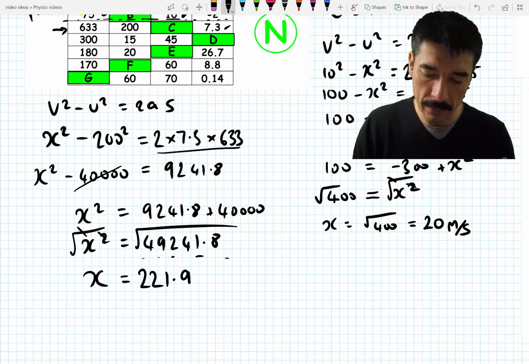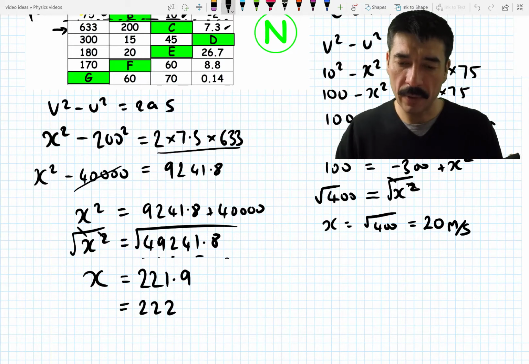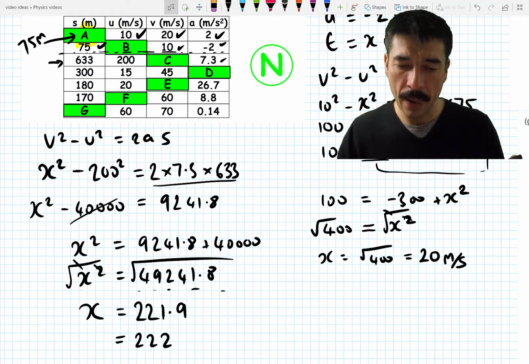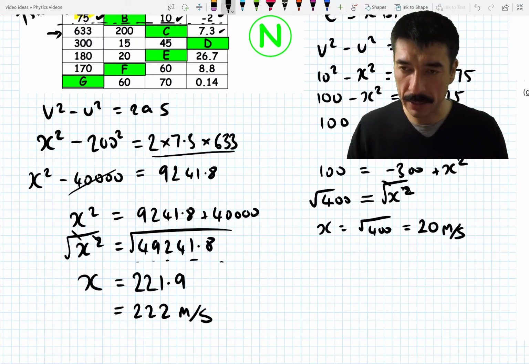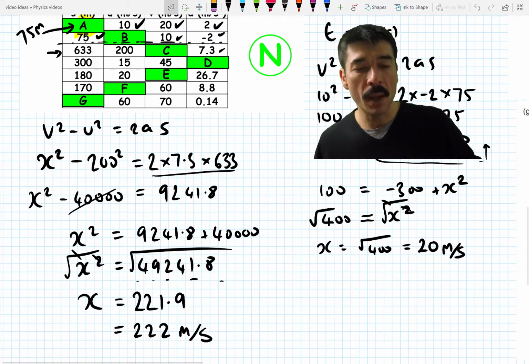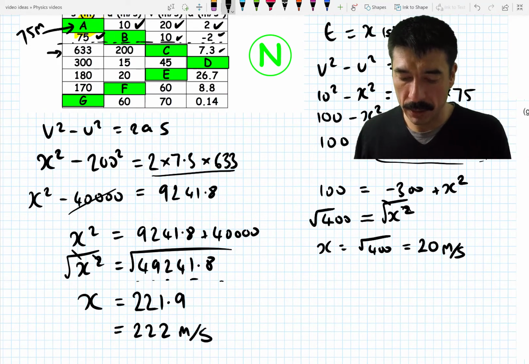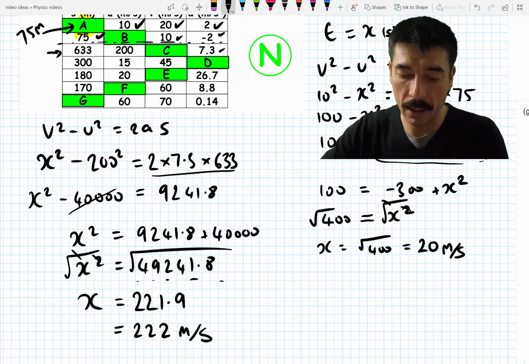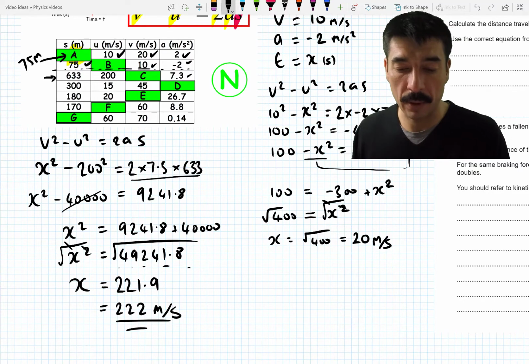I'm going to round that to 222. Now, what was it I was finding again? C. So I was finding the velocity. So that will be meters per second. So this should be 222 meters per second. So again, another one solved. If you had paused the video and that's the answer you got, you've done very well.